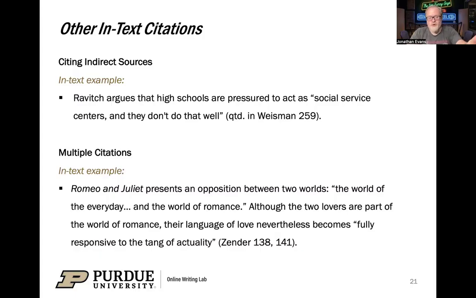Okay. And then, of course, below that, we have examples of multiple citations. For example, here you will see in the course here, Romeo and Juliet presents opposition between two worlds, quote, the world of the everyday and the world of romance. Although two lovers are part of the world of romance, their language of love nevertheless becomes fully responsive to the tang of actuality. This is from Zender, and we were quoting him from two different places, so you'll see 138, 141. That attributes to the two different quotes we included in there. Just a way of keeping it short and simple.